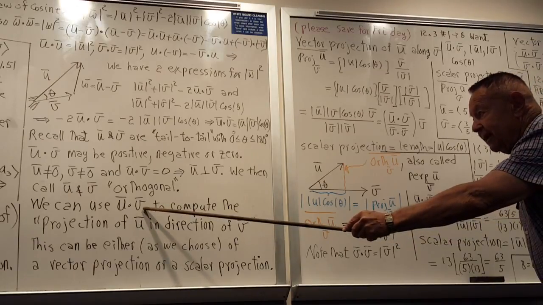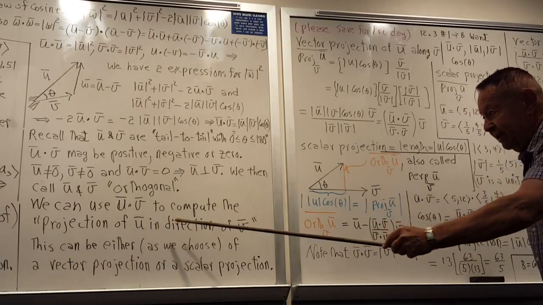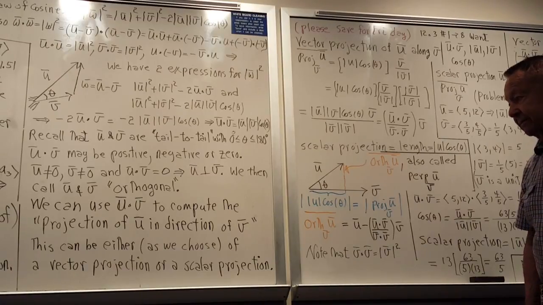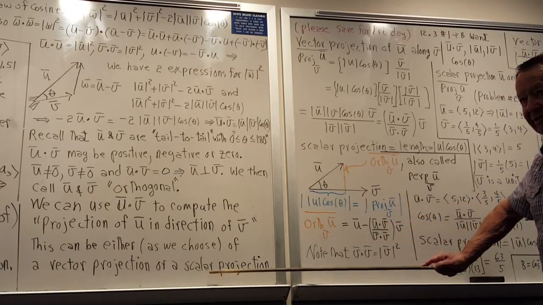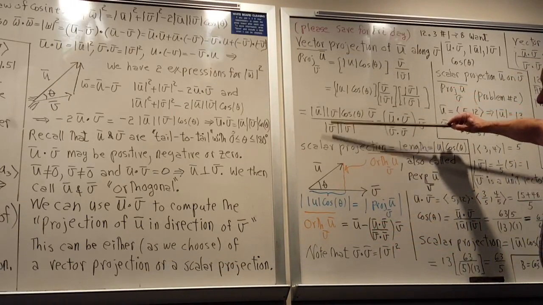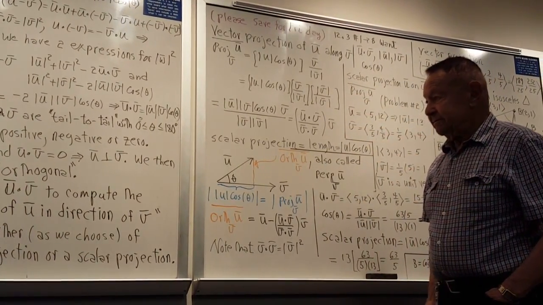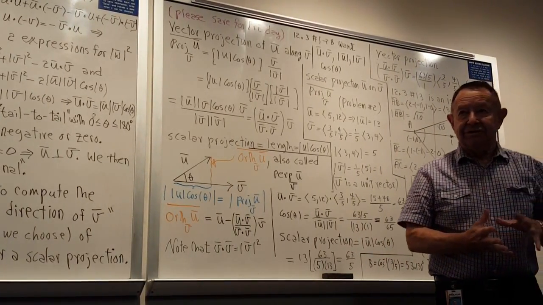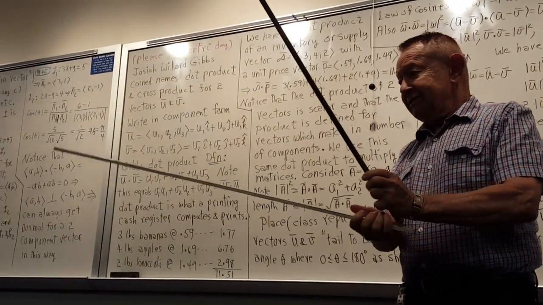So we can use the dot product to compute what we call a projection of one vector in the direction of another one. And this can be either a vector projection or a scalar projection, and we'll talk about what the difference is right here, right now. But either way, what you're thinking about is you have two vectors that meet at an angle, something like this.